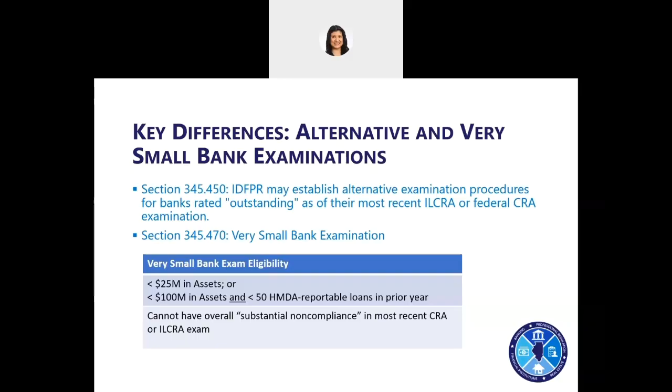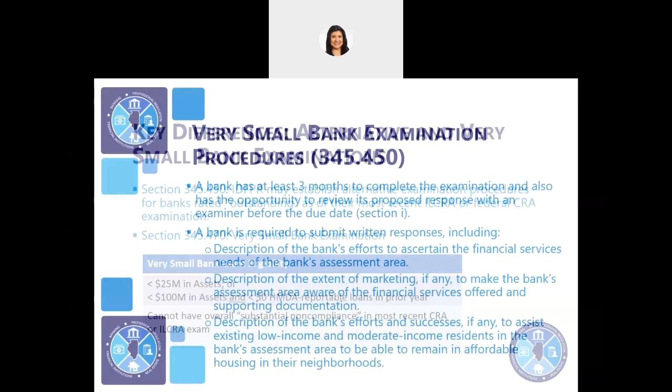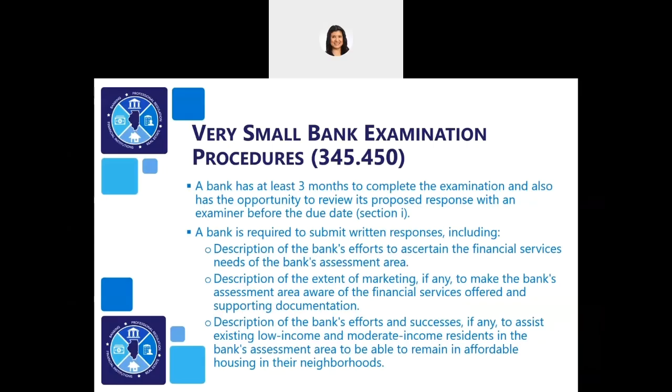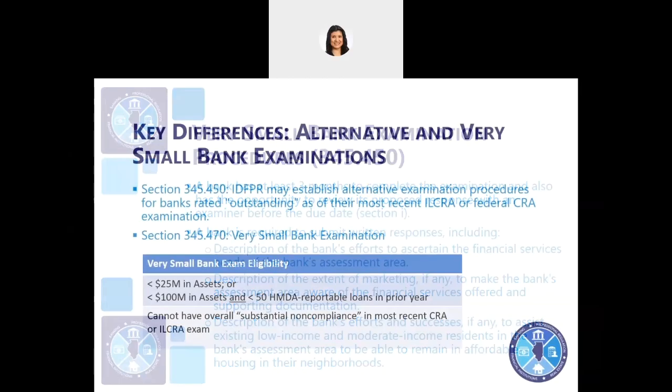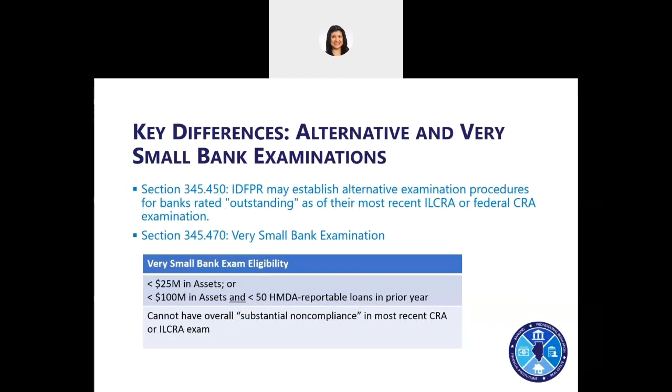These procedures are not available under limited circumstances. A bank that receives an overall rating of substantial noncompliance on its last examination, in the case of an Illinois CRA examination pursuant to section 345.470(d)(1).